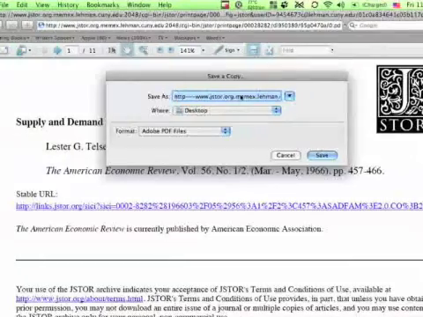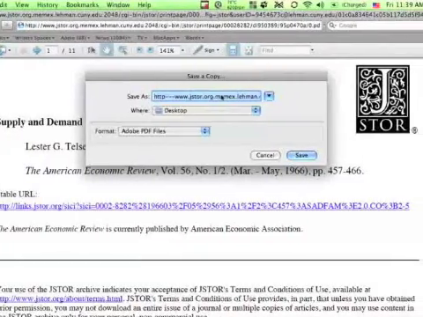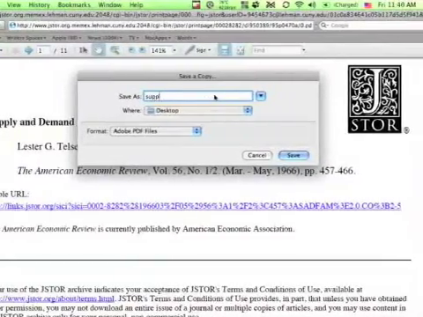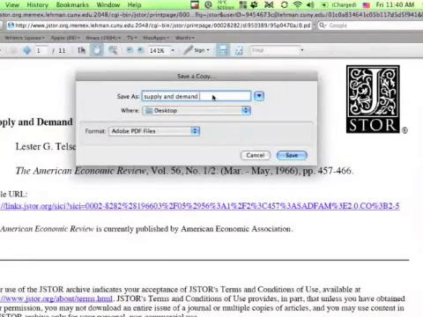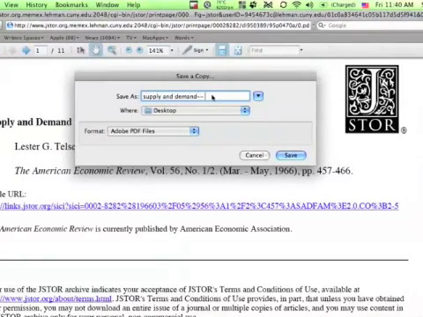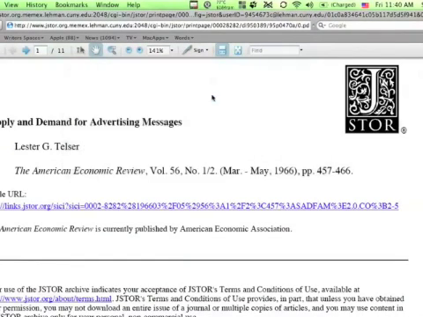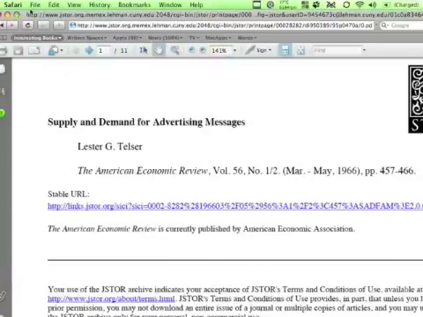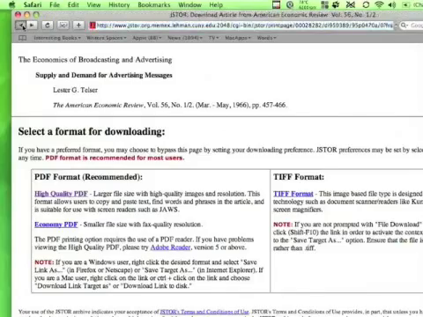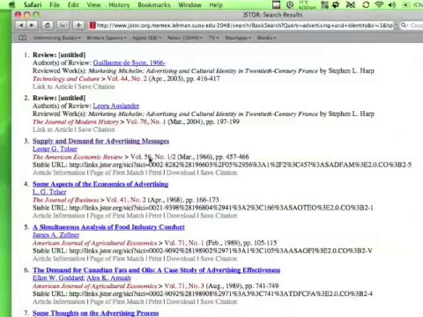Maybe give it a fancy name, supply and demand, American Economic Review. Something like that, and press save. So we'll come back to that more. So let's go actually find something more helpful. I'm just demonstrating certain aspects.